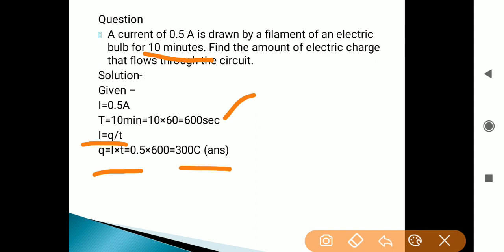Now you should solve the question which is given in the exercise. If you have any doubt, you should give the comment here.